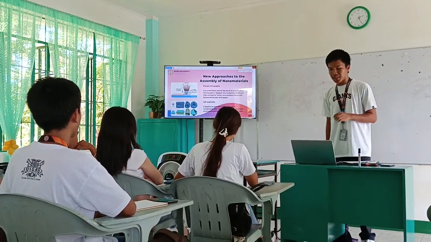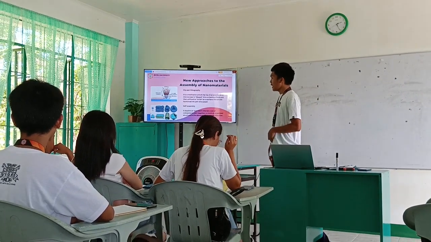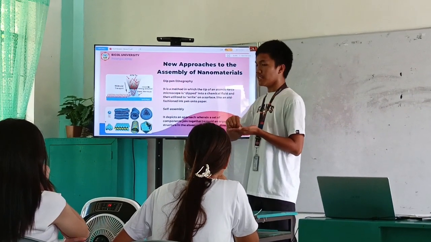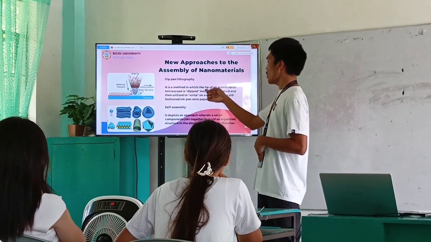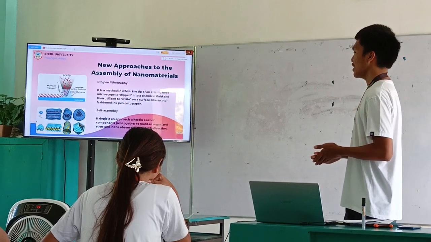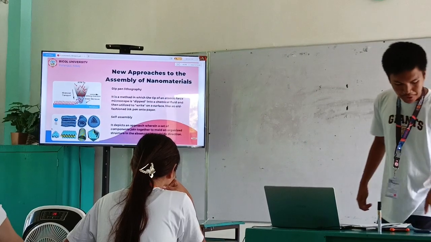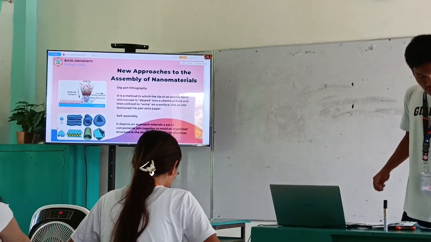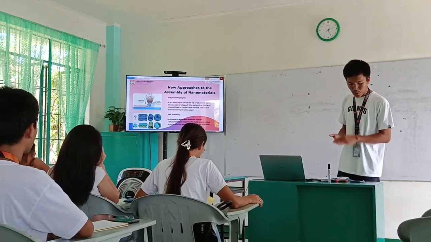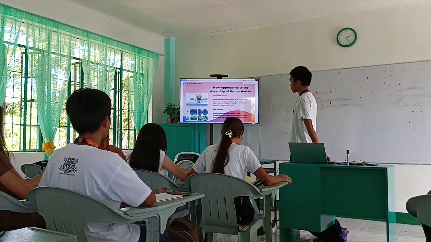And meron pa tayong mga processes or approaches to the assembly of nanomaterials. Una yung dip pen lithography. Ito yung example ng dip pen lithography. Parang nagpa-print. It is a method in which the tip of an atomic force microscope is dipped into a chemical fluid and then utilized to write on the surface like an old-fashioned ink pen onto a paper. Yung common example of this technique is exemplified by the use of alkene catalyst to imprint onto a gold surface. Yun yung example ng dip pen lithography.